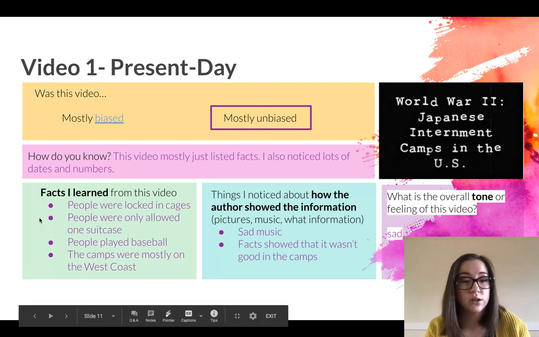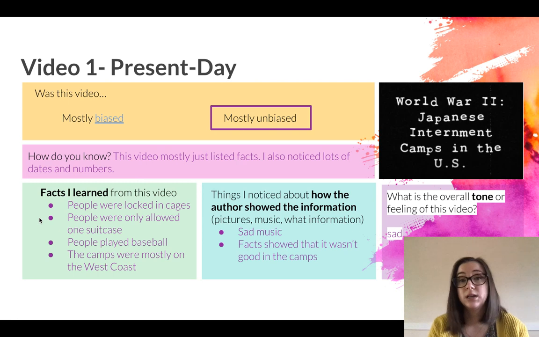Facts that this student learned from the video. And again, this would be an indication, okay, are we on track with fact and opinion? Are we able to differentiate between fact and opinion? And then things I noticed about how the author showed the information. So what pictures were included, what information, and then the overall tone or feeling of the video.